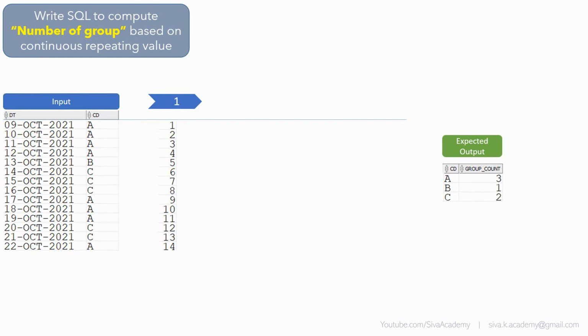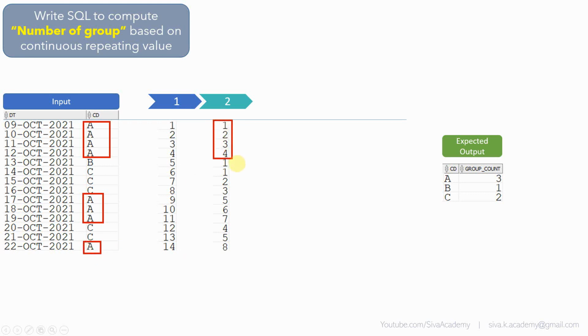In the second step, I'm going to put a sequence for each code. For example, since A is present here, here and in the last row, I'm going to put a sequence number something like this: 1, 2, 3, 4, 5, 6, 7, 8. So this is a unique sequence for A. Similarly for B, since there is only one value, I'm just going to put 1. Similarly for C, you can see one set of C here, another set of C here. I'm going to put 1, 2, 3, 4, 5. So a sequence for each code. Basically it is a sequence partitioned by the code.